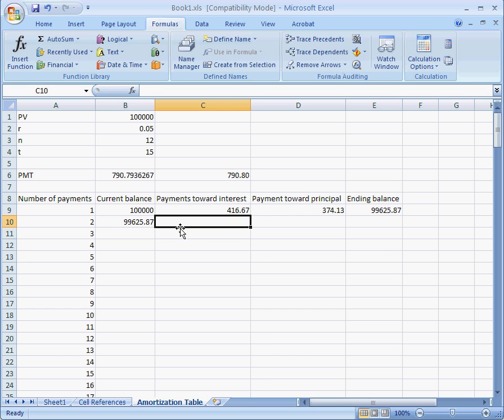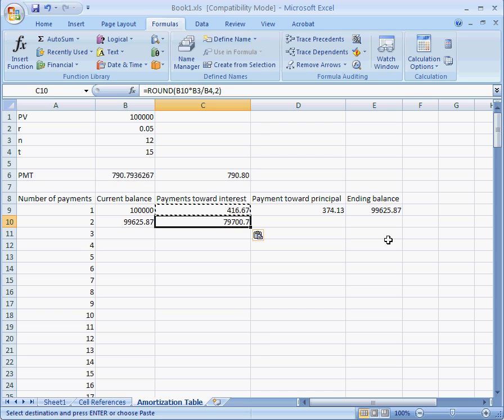Alright, the payment toward interest, well, I'm just going to do the same thing I did before. I'm going to take the current balance times B2 divided by B3. So let's just cut and paste this down here. I don't think it's going to be $79,000.